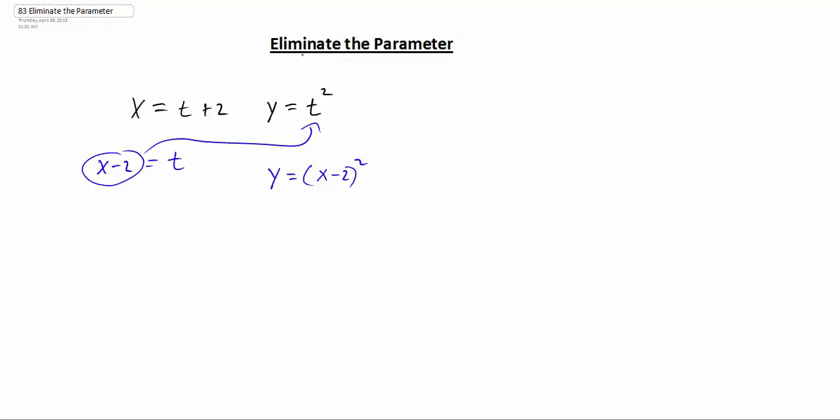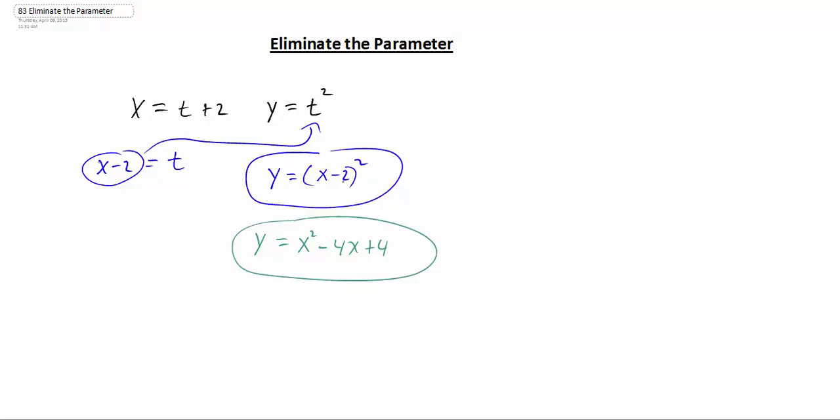And that's what we wanted to do. We wanted to eliminate the parameter. Now we can leave it in this form, or we could actually multiply this out. We could leave this as y equals x minus 2 squared, or we could certainly square the binomial. And if we do that, we would end up with x squared minus 4x plus 4. You would simply multiply this out.